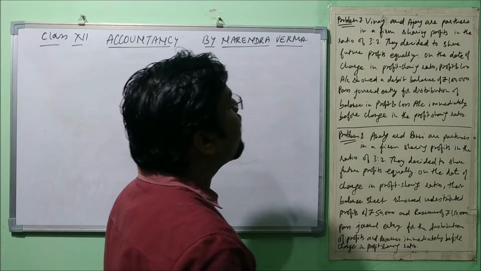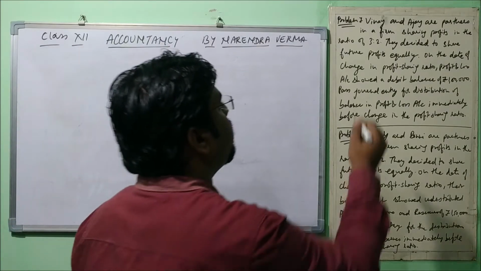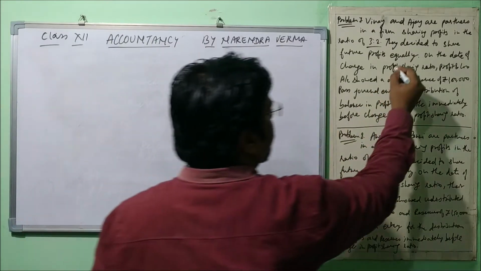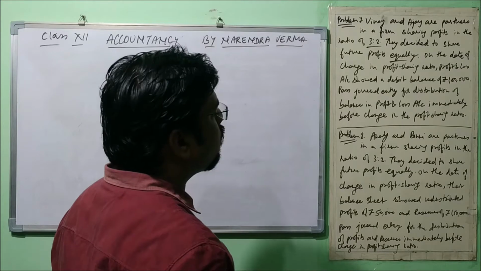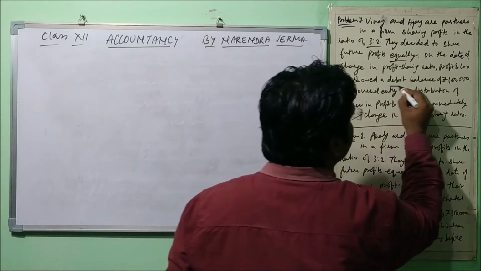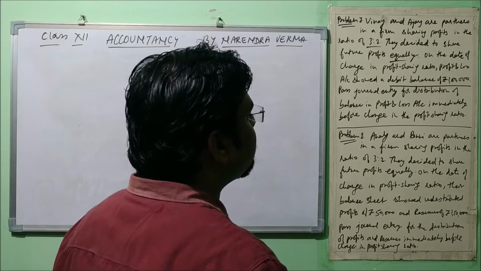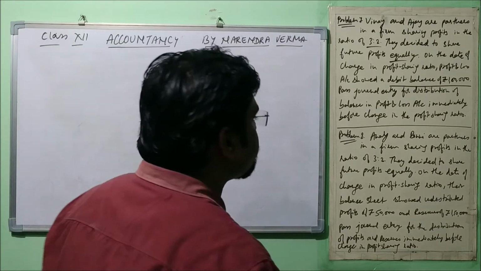Vinay and Ajay are partners in a firm sharing profits in the ratio of 3:2. They decided to share future profits equally. On the date of change in profit sharing ratio, profit and loss account showed a debit balance of rupees 1 lakh. Pass an entry for distribution of balance in profit and loss account immediately before change in the profit sharing ratio, right?